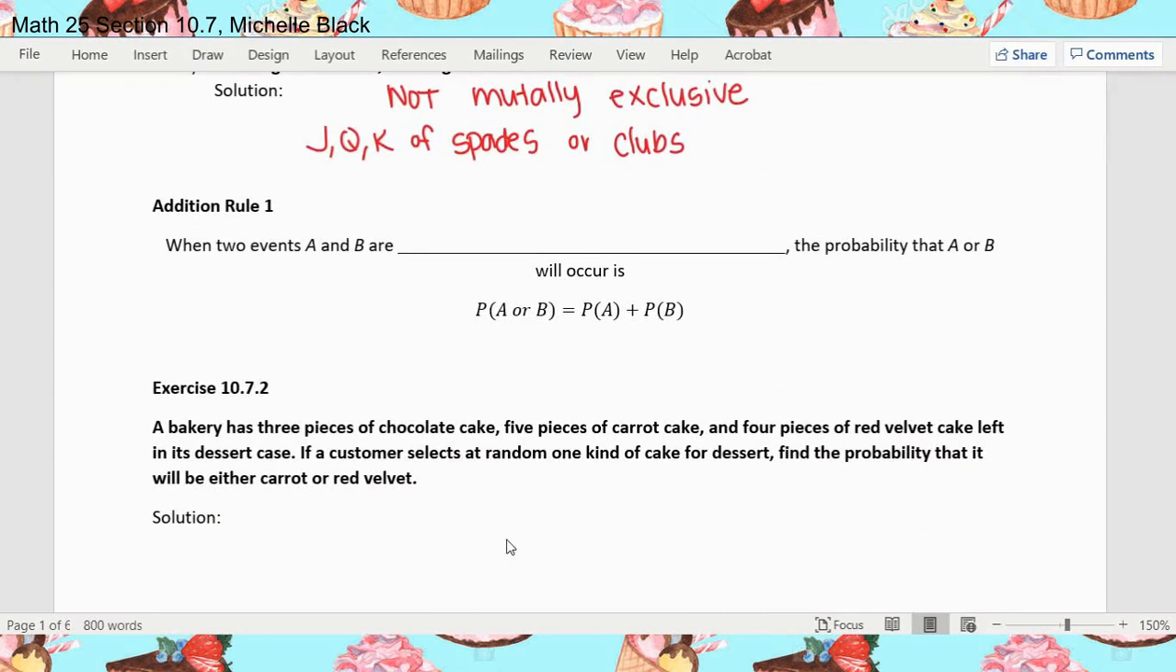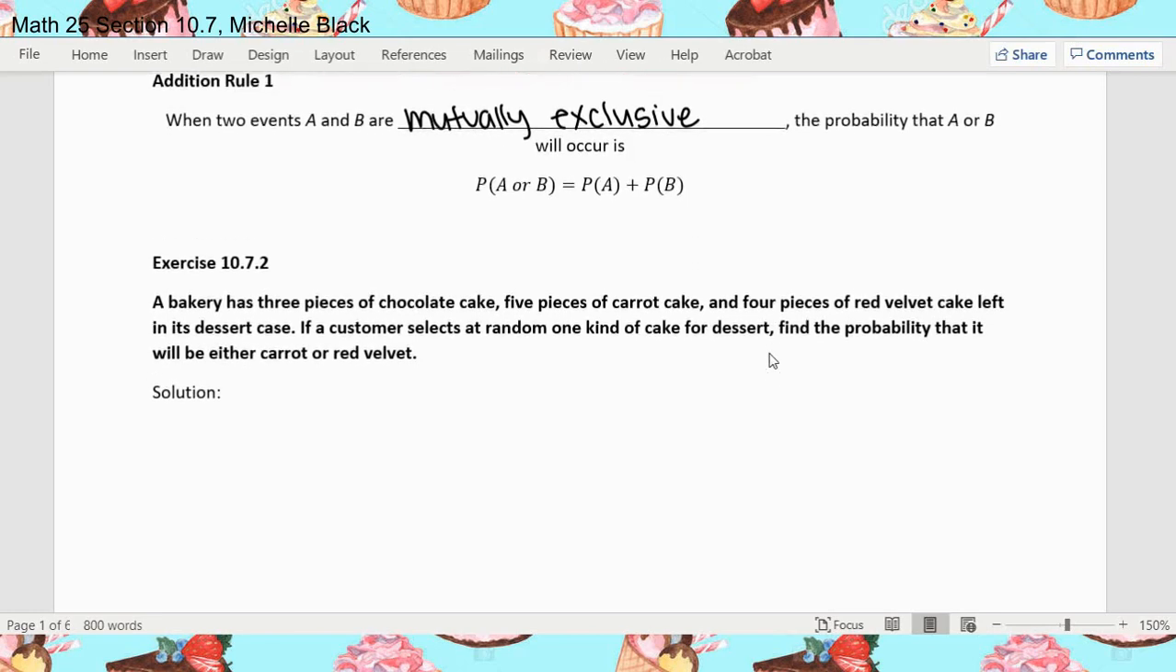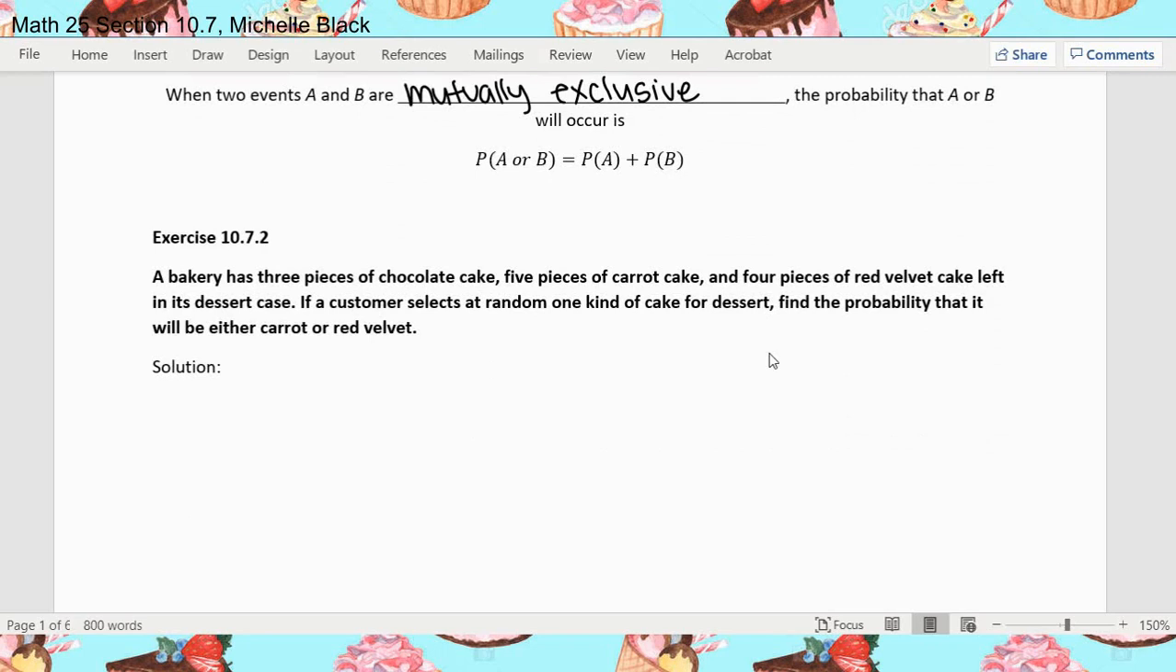Addition rule number 1. When two events, A and B, are mutually exclusive, the probability that A or B will occur is the probability of A plus the probability of B. For example, exercise 2. A bakery has 3 pieces of chocolate cake, 5 pieces of carrot cake, and 4 pieces of red velvet cake left in its dessert case. If a customer selects at random one kind of cake for dessert, find the probability that it is either carrot or red velvet.